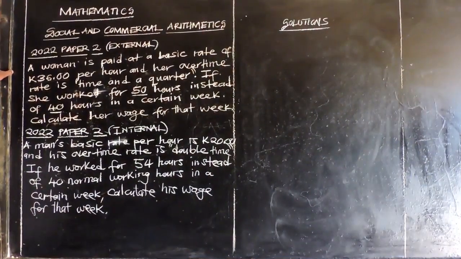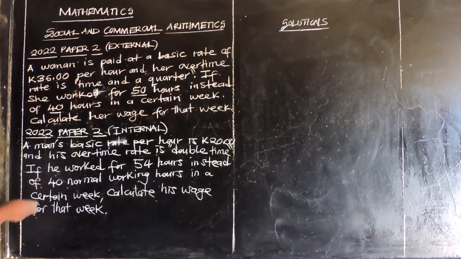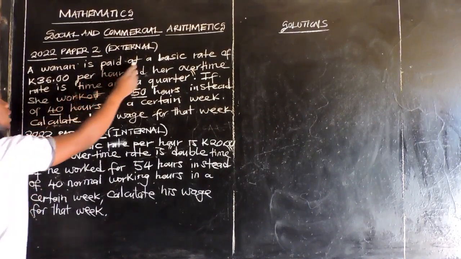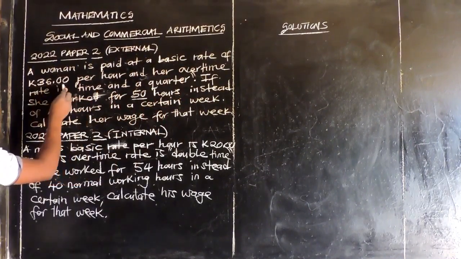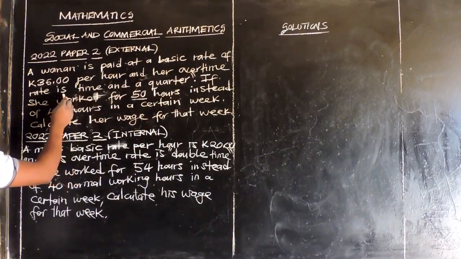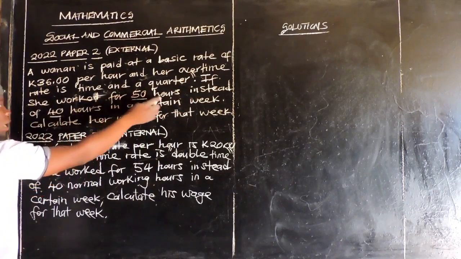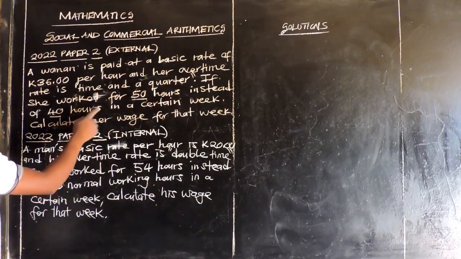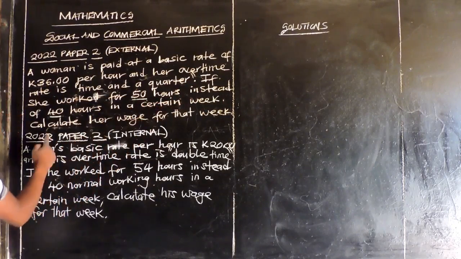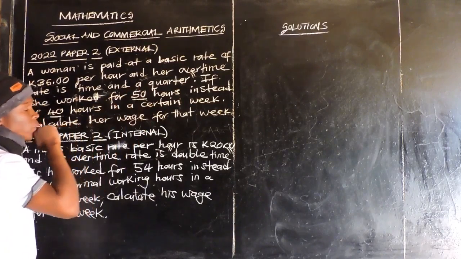Okay? So now let us look at social and commercial arithmetics. The first question I'm going to look at is 2022 paper 2 external. It's saying a woman is paid at a basic rate of 36 kwacha per hour, and her overtime rate is time and a quarter. If she worked for 50 hours instead of 40 hours in a certain week, calculate her wage for that week. Are we together, people?